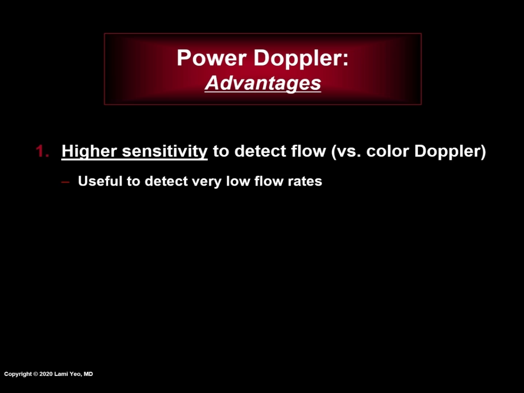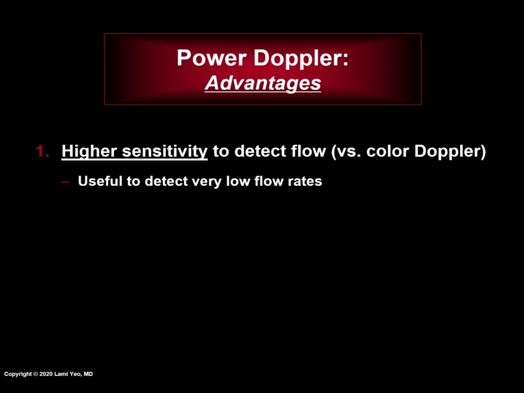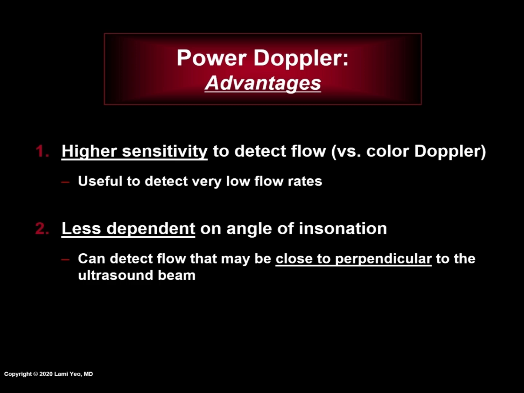When imaging the fetal heart, keep in mind that power Doppler can further delineate and define smaller vascular structures and low flow velocities, such as the pulmonary and systemic veins. Here, the pulmonary veins are identified nicely, as shown by the white arrows. The second advantage of power Doppler is that it is less dependent on the angle of insonation. Indeed, it can detect flow that may be close to perpendicular to the ultrasound beam.